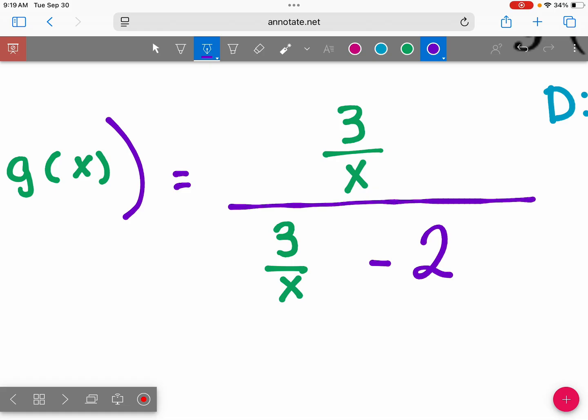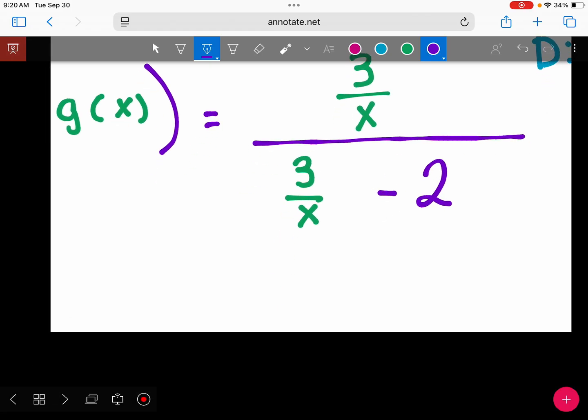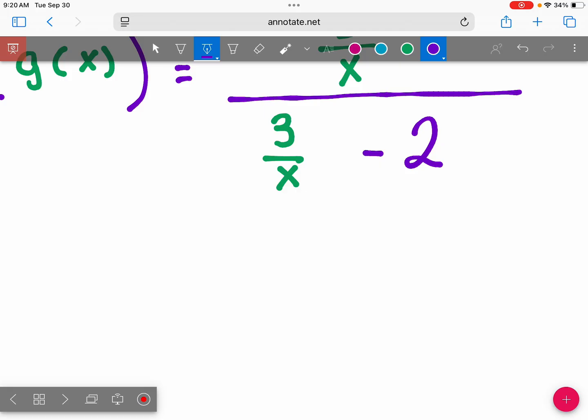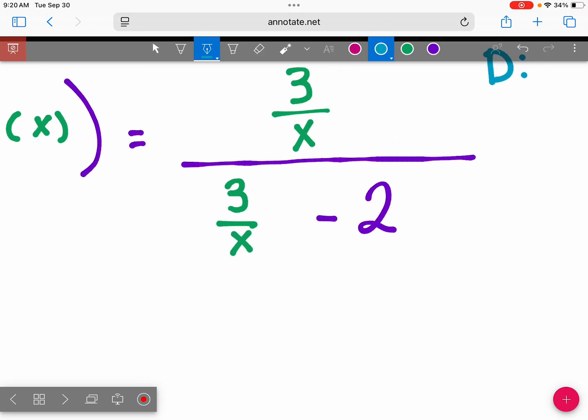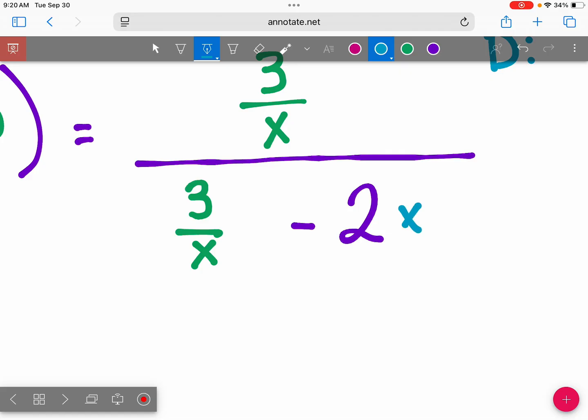Let's see what we can do to simplify this, because this is a hot mess. First things first, look in our denominator. How can I smush those together? How can I rewrite 3 over x minus 2 as one single fraction? Make this be 2x over x. I'm multiplying it by 1. It's a weird looking 1, but it's a 1.